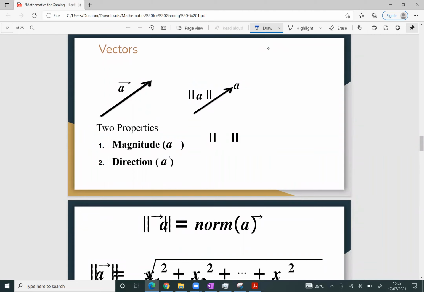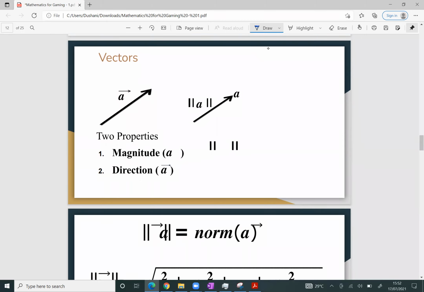So when we have the magnitude of a vector quantity, let's see how we compute and denote it. Let's say we have a right angle triangle. This is A, this is B, and this is C. We know by the Pythagoras theorem that A squared plus B squared is C squared. With this formula, we can compute the magnitude of a vector.